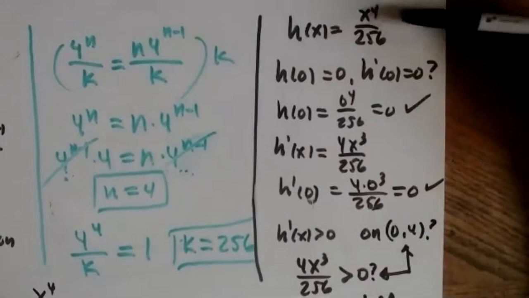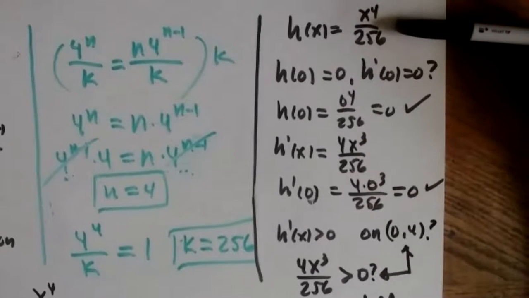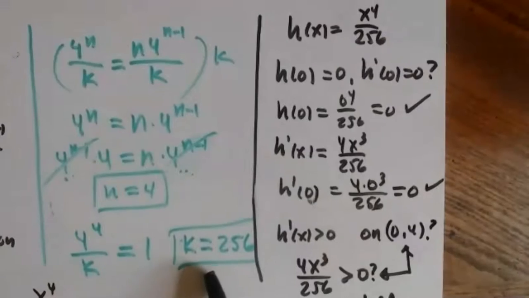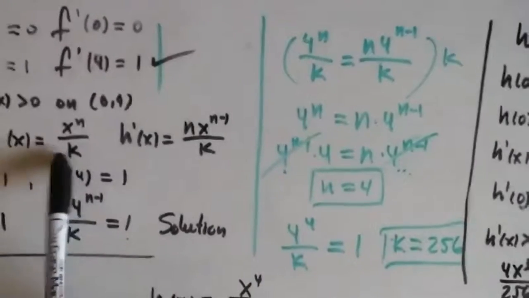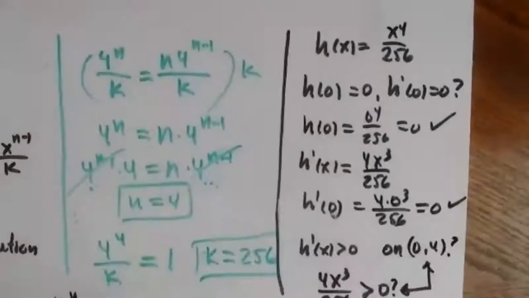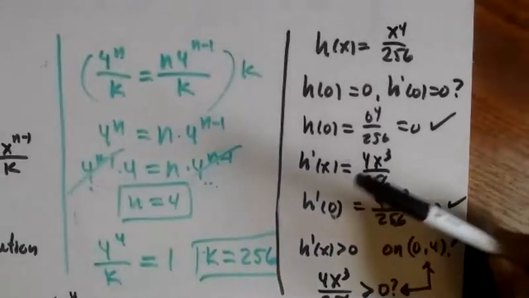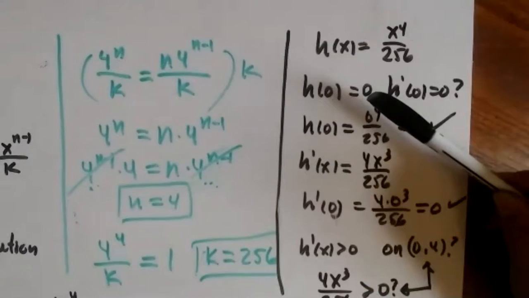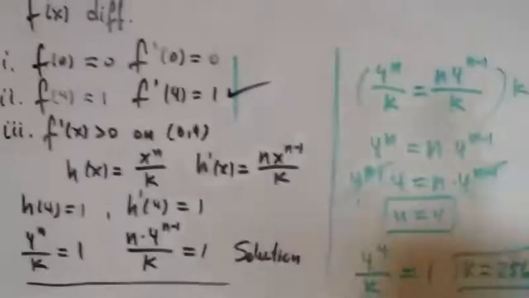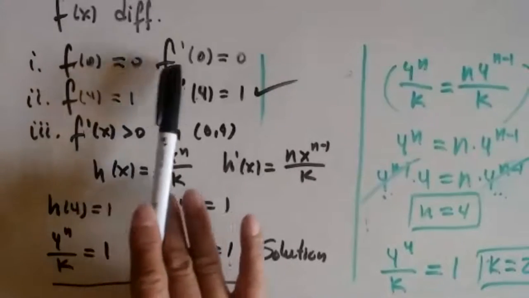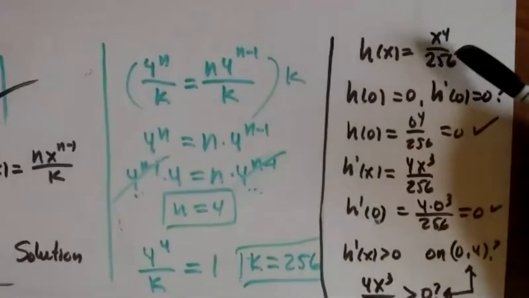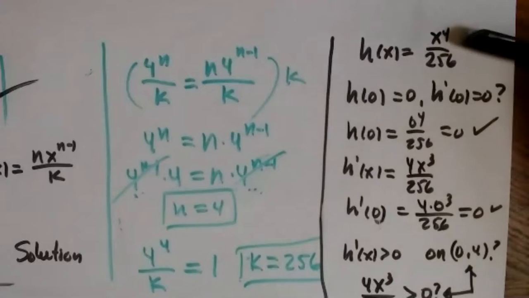Right here, this is the function we got, correct? k equals 256 and n equals 4. So this function is this one, right? And the only thing you have to do is evaluate at 0, because that's the condition. The function at 0 is 0. The derivative at 0 is 0. For h at 0, you put a 0 here, what do you get? 0. Correct.